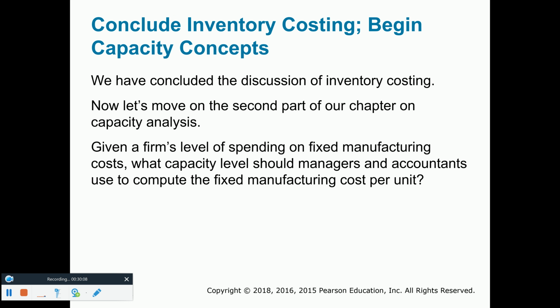Okay, and the second part, which is really the smaller part and the less important part, if you ask me, of the chapter, is dealing with capacity concepts. Like, what capacity should we be reporting our inventory costing with?